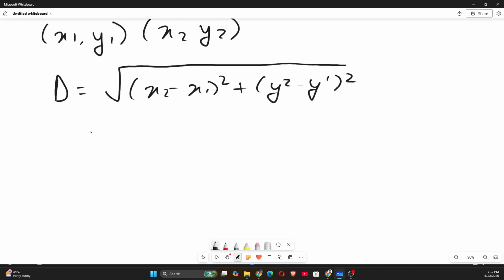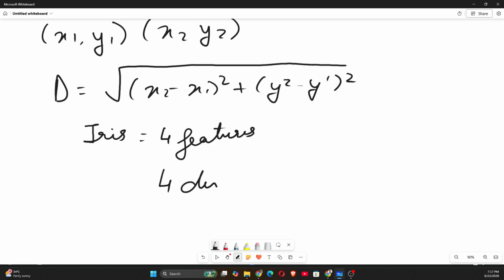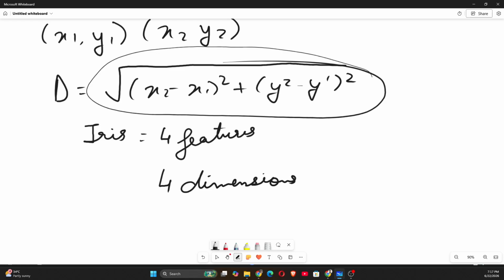So for iris, we have 4 features. What are they? Petal length, petal width, sepal length, sepal width. So the distance is calculated using 4 dimensions. Every time for these 150 samples, this formula is applied at the back of the KNN, and then you get a result which I will be showing in the next part.